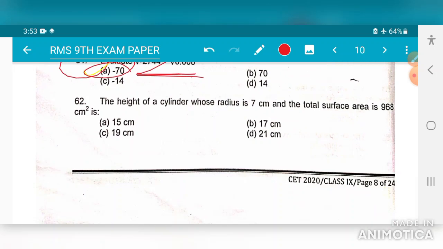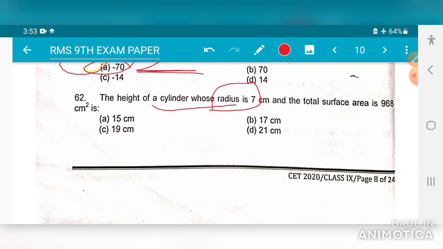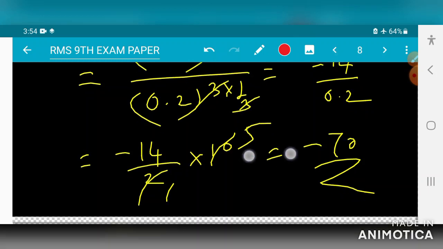Question 62. The height of a cylinder whose radius is 7 centimeter. Given the radius is 7 centimeter and the total surface area TSA is given to us as 968 centimeter square. We have to find it, very easy, by putting in the formula. What is the formula of TSA of cylinder? We can go for the solution of 62.